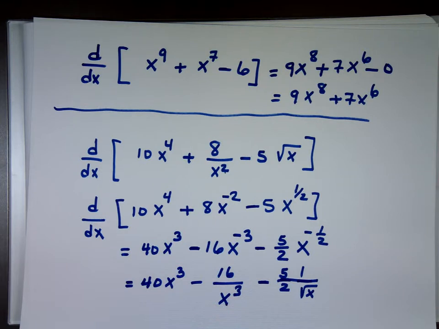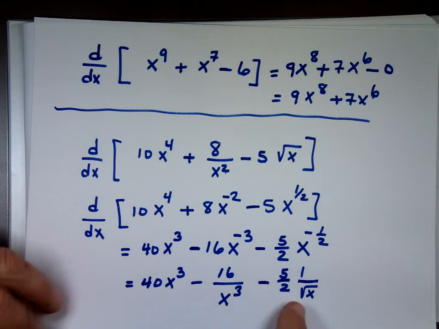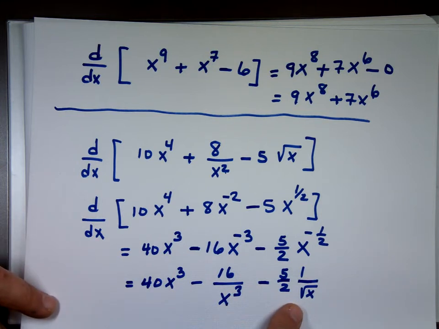Could you make that last one 5 over 2x to the 1/2? Is it the same thing? In the bottom, yes, you can write 2x to the 1/2 in the bottom. But they probably will not leave it that way, Nick. They probably make it the square root of x. But a lot of books don't like to see square roots on the bottom.